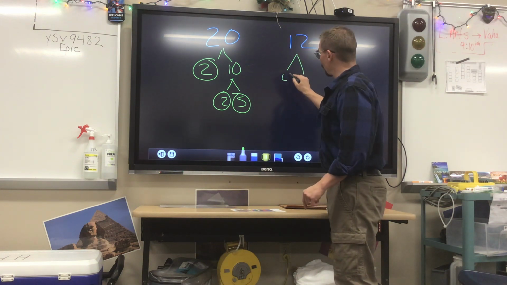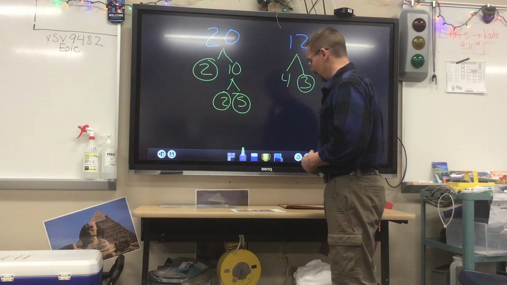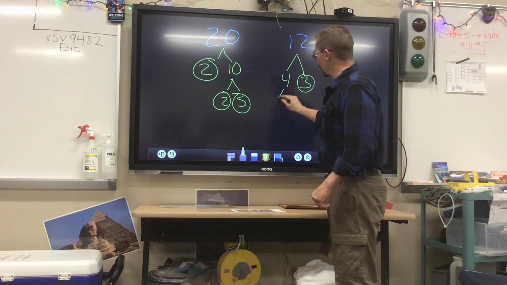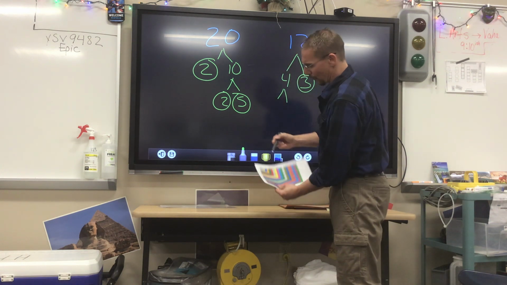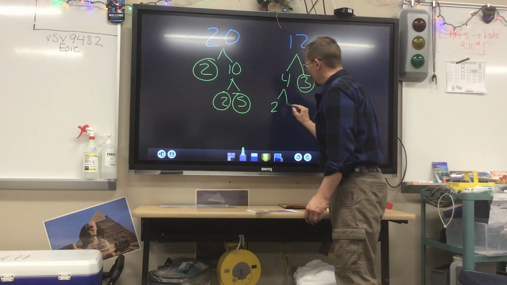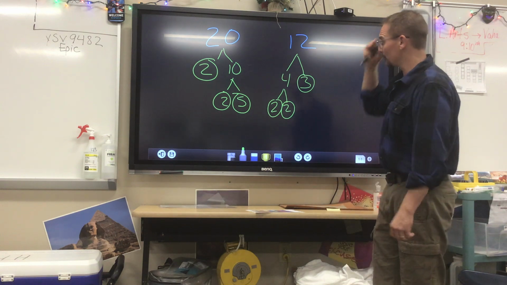So 4 and 3. Well, 3 can't get any smaller, right? There's nothing I can divide 3 by other than 3. 4, it can get a little smaller. If I look out here, I can find 4 out here in the colored numbers. It can be a 2 and a 2. But then 2, it can't get any smaller. All right, I've broken it down into the smallest pieces.